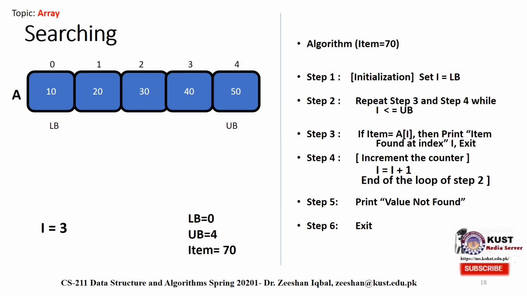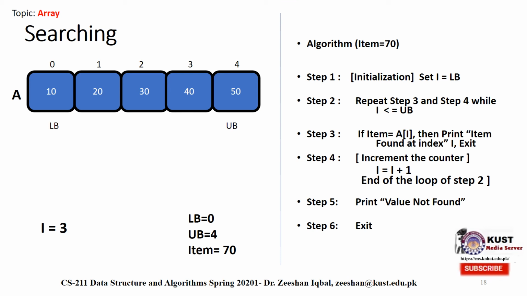After the execution of step 4, the control will move back again to step 2 for the checking of the while condition. Now the I value is 1 and the upper bound is still 4. 1 is less than or equal to 4, which is true, so we have to repeat steps 3 and 4 again. In step 3, we can see that item is equal to 70 and a of 1 contains 20, which are not equal, so the algorithm will move to step 4 by incrementing the value of I by 1, so the new I value will be 2.